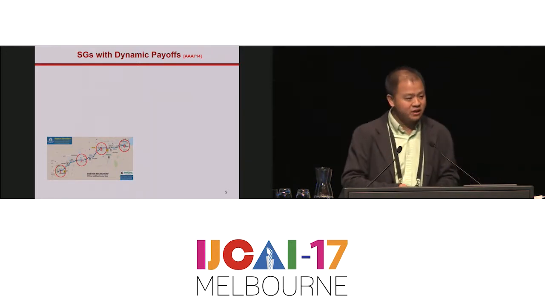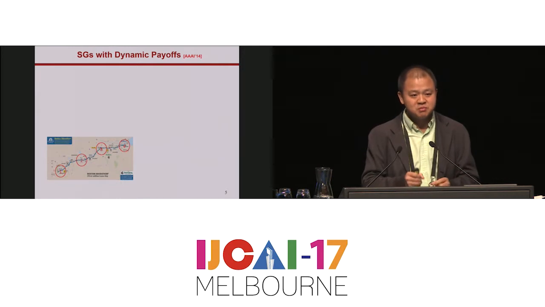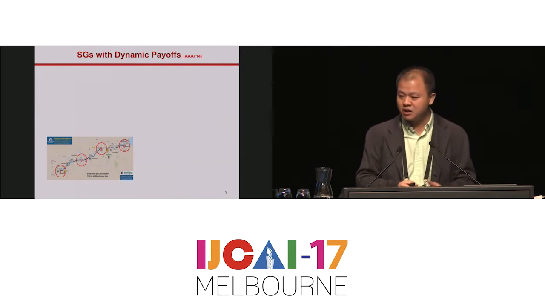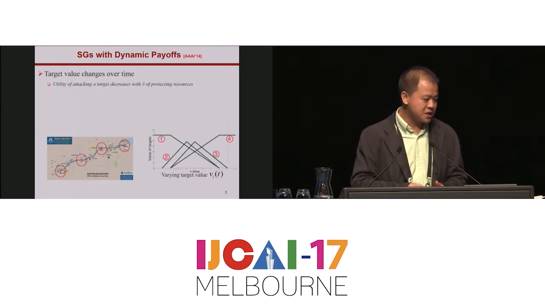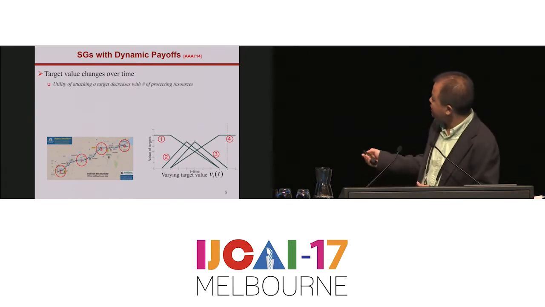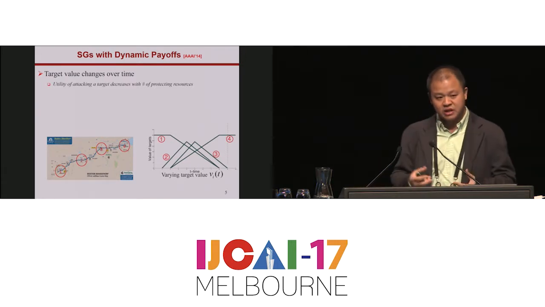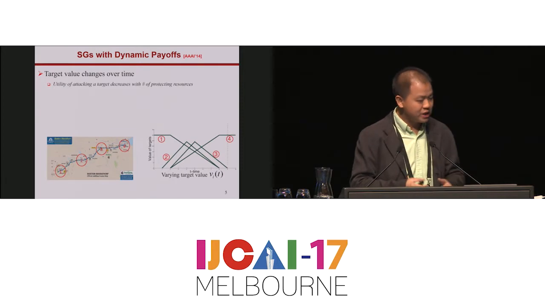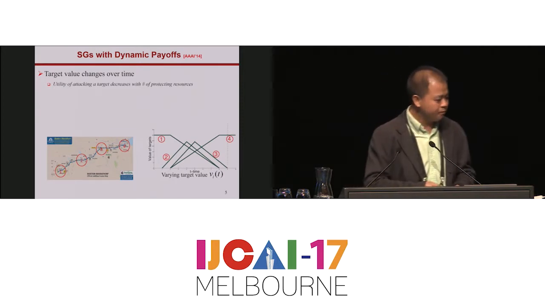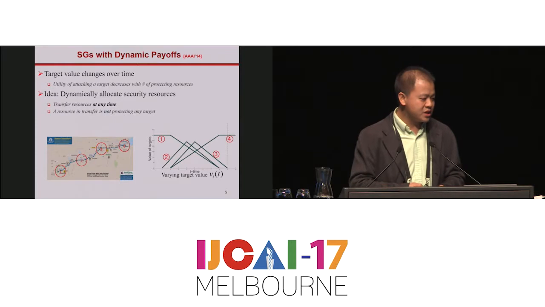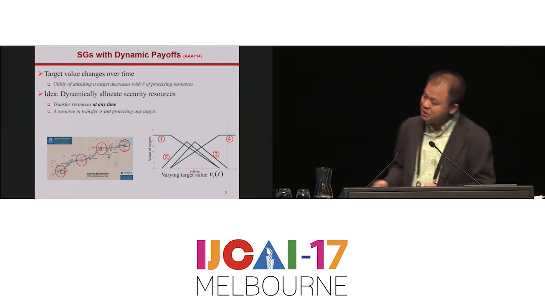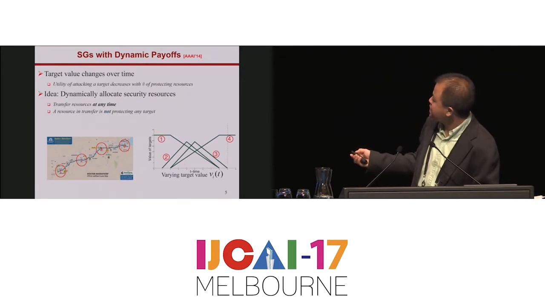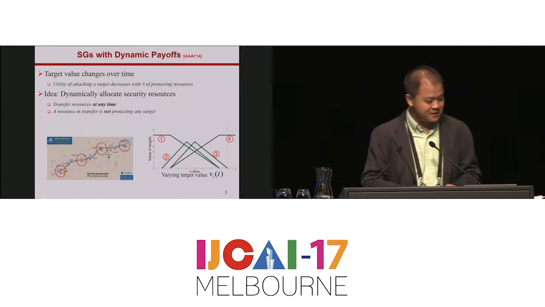So the simple idea is perhaps we can do something smarter. We can dynamically allocate security resources through this whole event. So that's the idea. Here we can see that we have different targets, and target value may change over time. How the target value changes could be some function, for instance, piecewise linear or whatever. And the idea here is we can dynamically allocate security resources. And keep in mind that when we are transferring resources, the resource is not protecting any target.